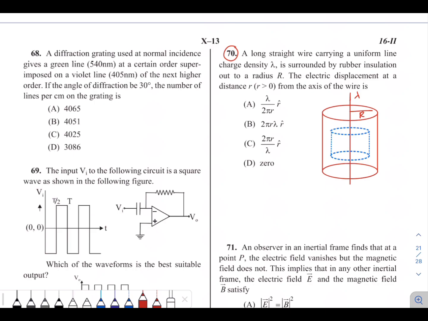So we consider a cylindrical Gaussian surface with radius r and we use Gauss law. So D times 2 pi r, that is the circumference of this circle, times L, that is the height of this cylinder, is equal to the free charge inside, that is lambda times L, or D, the electric displacement, is lambda divided by 2 pi r. Now from the symmetry of the problem, we can find the direction would be radially outward. So D as a vector is this times the unit radial vector. So option A is the correct answer.